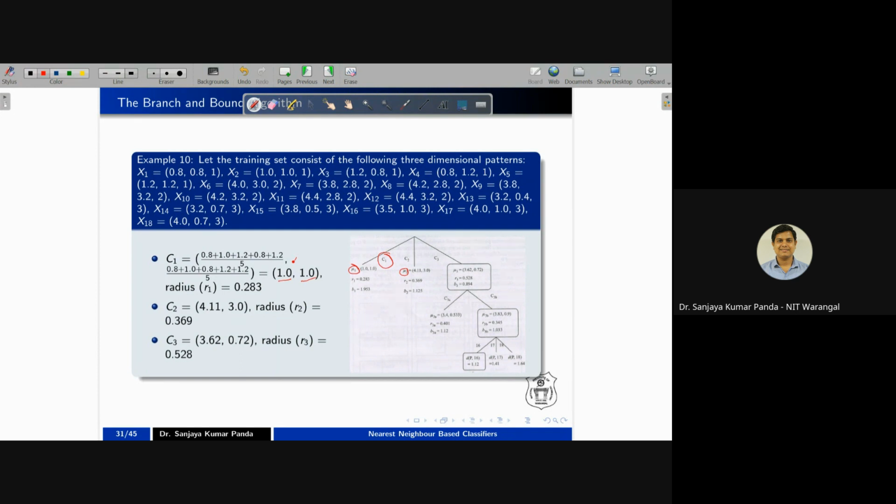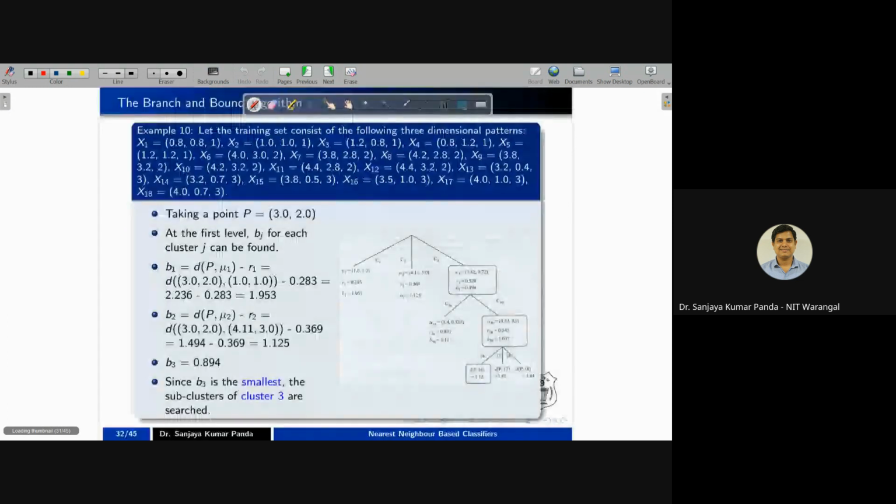R1 is considered here as 0.283, and R2 as 0.369, and R3 as 0.528. This is the radius we have taken as an example. Now we are left with another one, that is B1. B1 is determined by the distance of a test pattern P to mu1, minus R1. R1 values are predetermined, or set during experimentation.